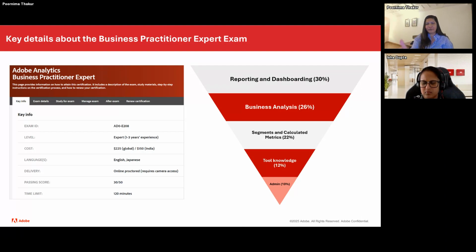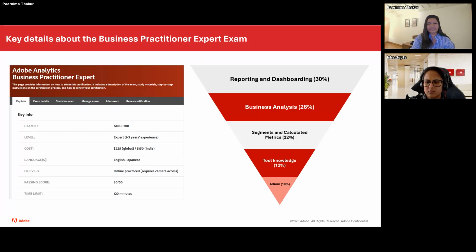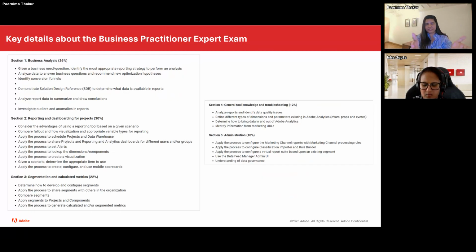If you just look at this inverted pyramid, reporting and dashboarding takes up 30% of this exam. Now, what is reporting and dashboarding? Again, this is a snapshot from this tab here that says exam details. So this is how it breaks down all the topics within the subtopics to tell you what you should focus on more. Talking about reporting and dashboarding for projects, that has 30% weightage, right?